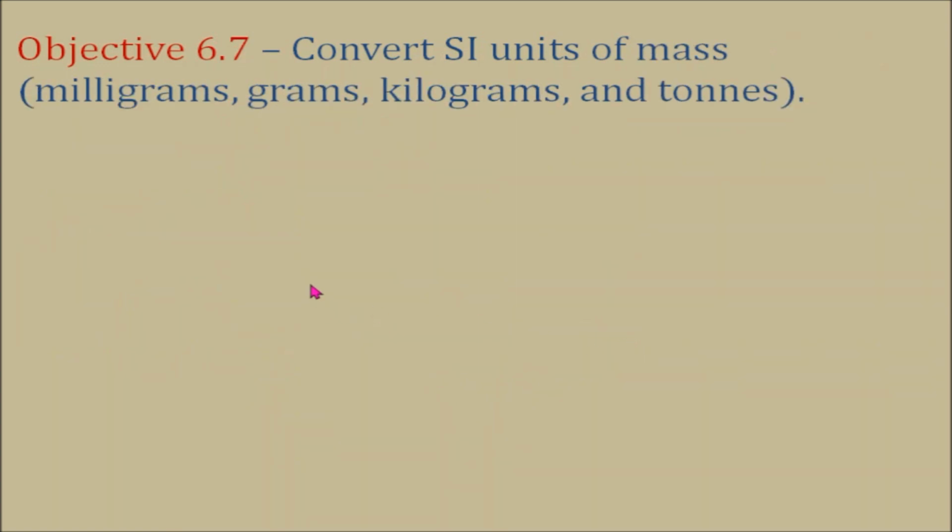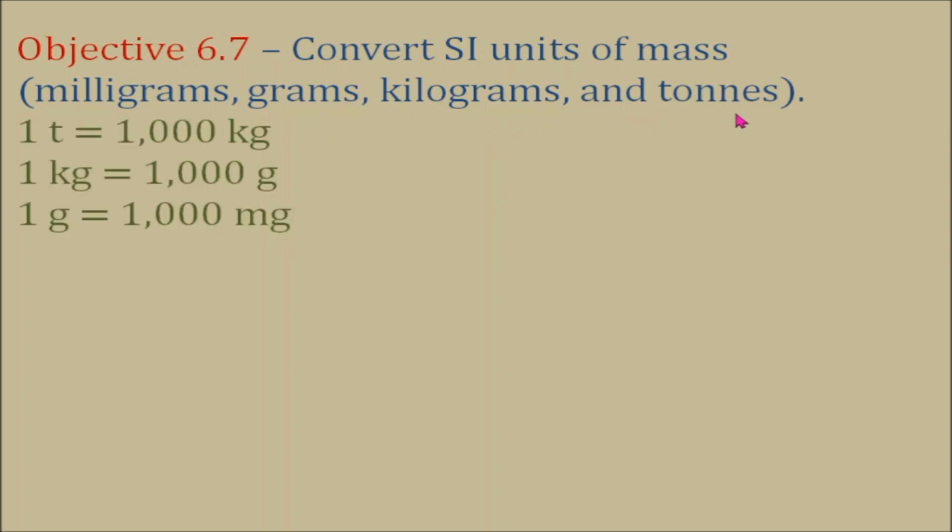Objective number 7. Convert SI units of mass: milligrams, grams, kilograms, and tons. These are our conversion factors. 1 ton equals 1,000 kilograms, 1 kilogram equals 1,000 grams, and 1 gram equals 1,000 milligrams.